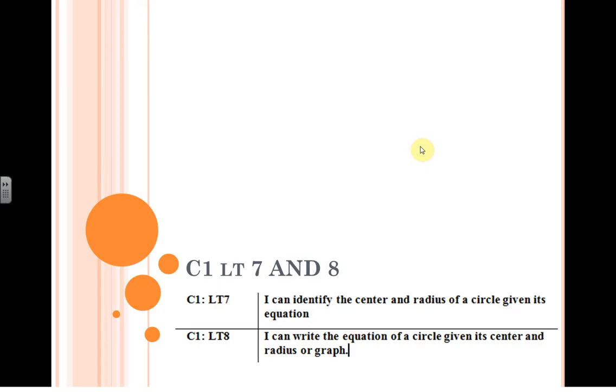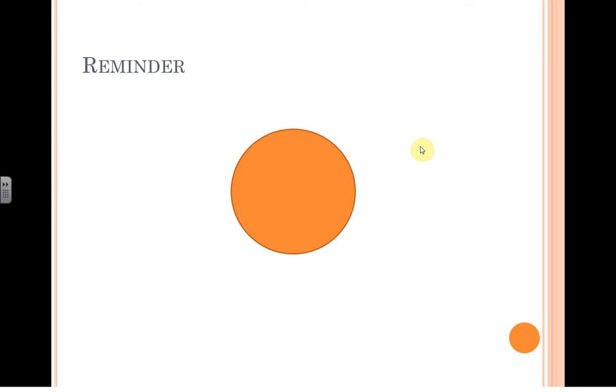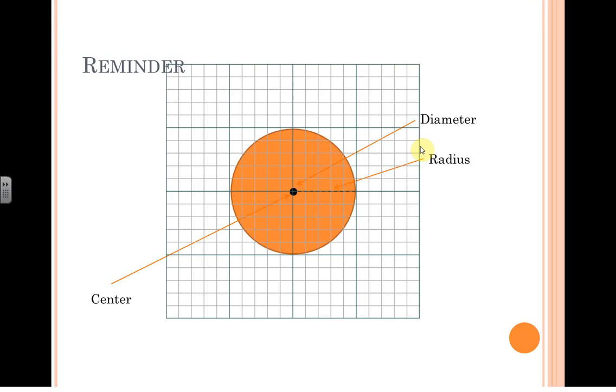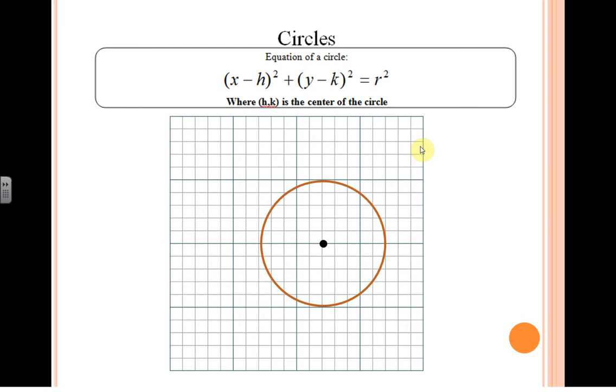Hi everybody, we're moving on to learning targets 7 and 8, which have to do with circles on the coordinate grid. So let's just remember what we have here. We have a circle, its center, and then we have the diameter and then the radius. So I just wanted to remind you of all of those vocabulary words real quick. And again, the radius is all the way around the circle. So if we put this on a coordinate grid, that's what we're going to be talking about.